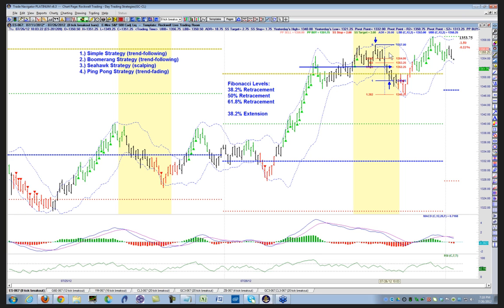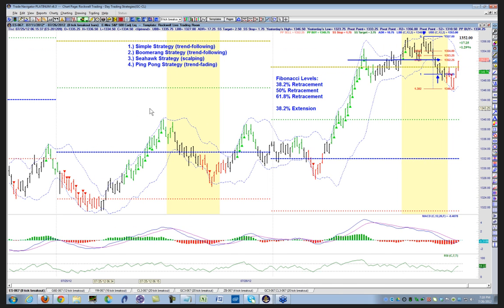So that didn't work. Let's take a look at a trade from yesterday. No, actually, let's just continue here. Yesterday's trading session.